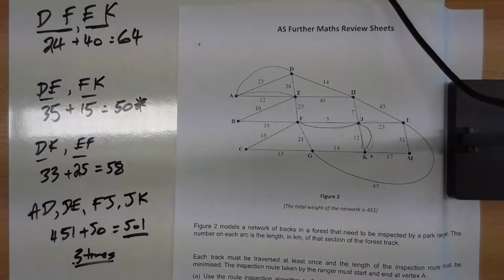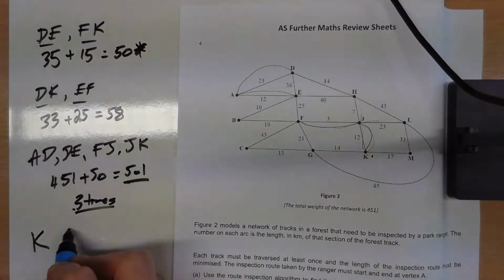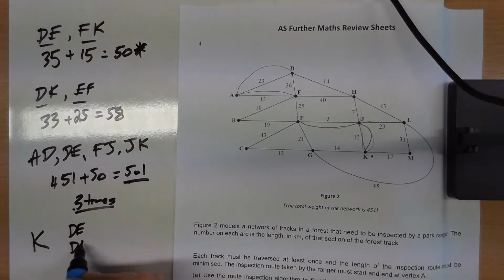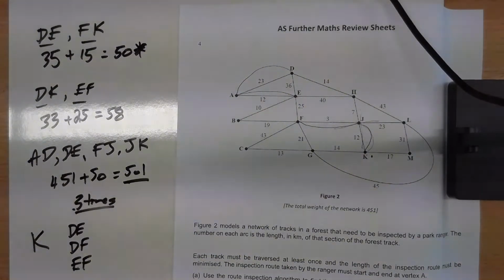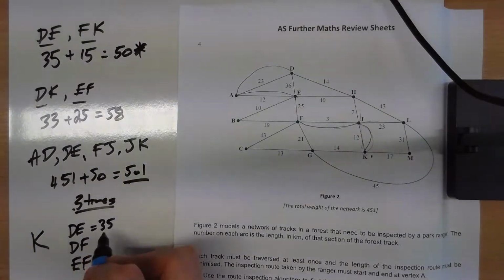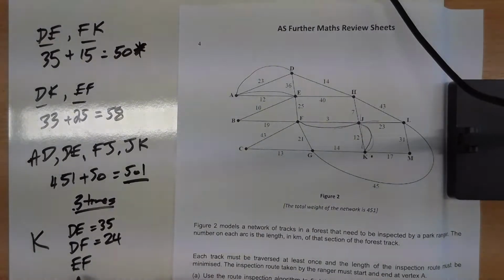So this last bit here, we're saying we're going to start at K, and we're interested in what's the other one we're going to finish at. So I'm just writing that. So look, that means we're either going to have to do D to E, or D to F, or E to F again. And we've worked out each of those earlier, didn't we? D to E was 35, D to F was 24, and E to F was 25. So that's the shortest one that we do there.